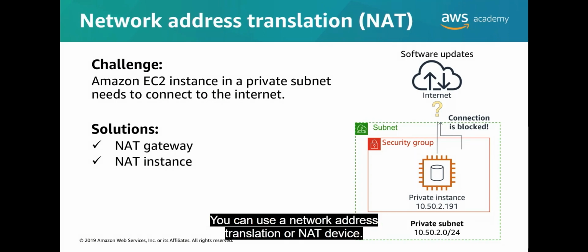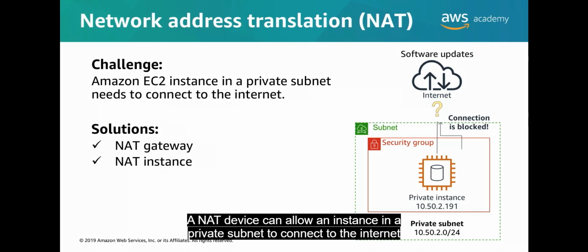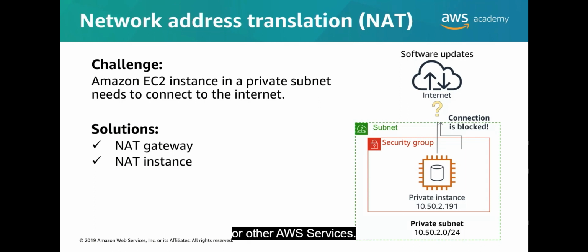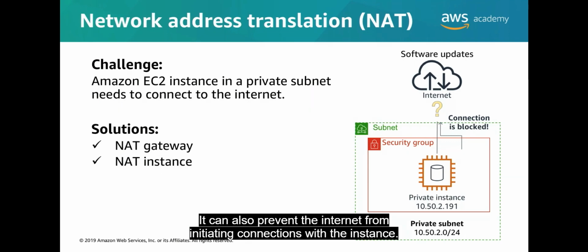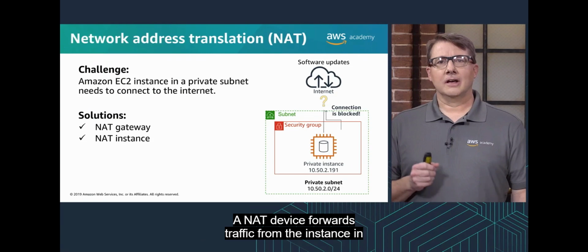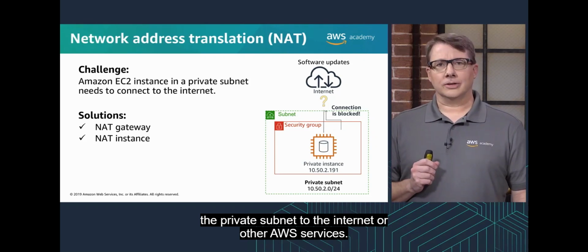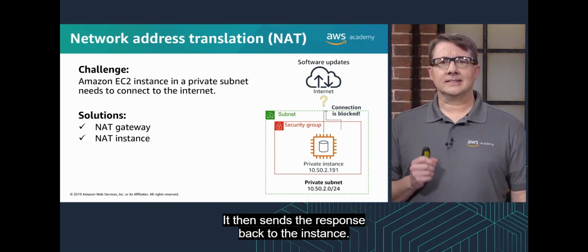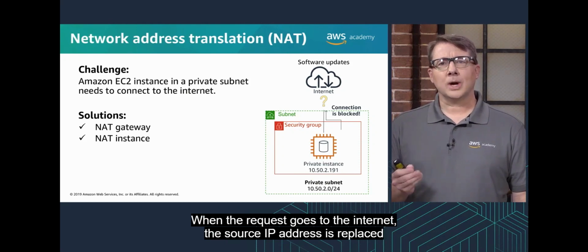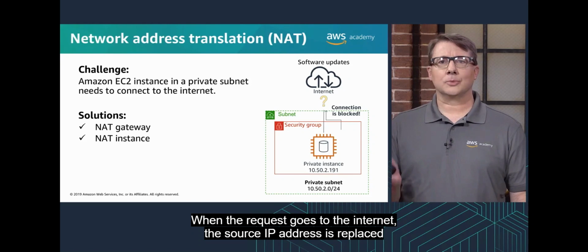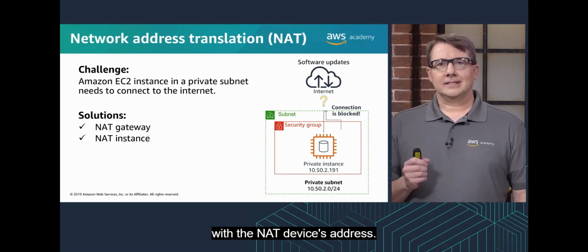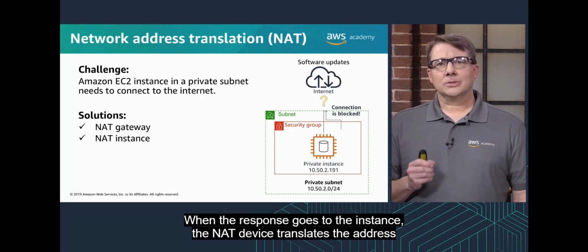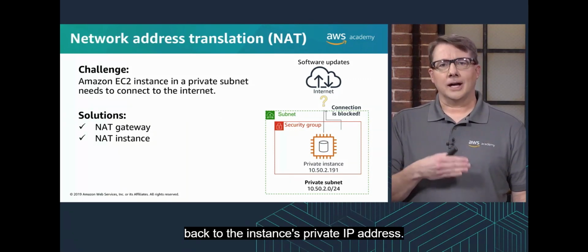You can use a network address translation, or NAT device. A NAT device can allow an instance in a private subnet to connect to the internet or other AWS services. It can also prevent the internet from initiating connections with the instance. A NAT device forwards traffic from the instance in the private subnet to the internet or other AWS services. It then sends the response back to the instance. When the request goes to the internet, the source IP address is replaced with the NAT device's address. When the response goes to the instance, the NAT device translates the address back to the instance's private IP address.